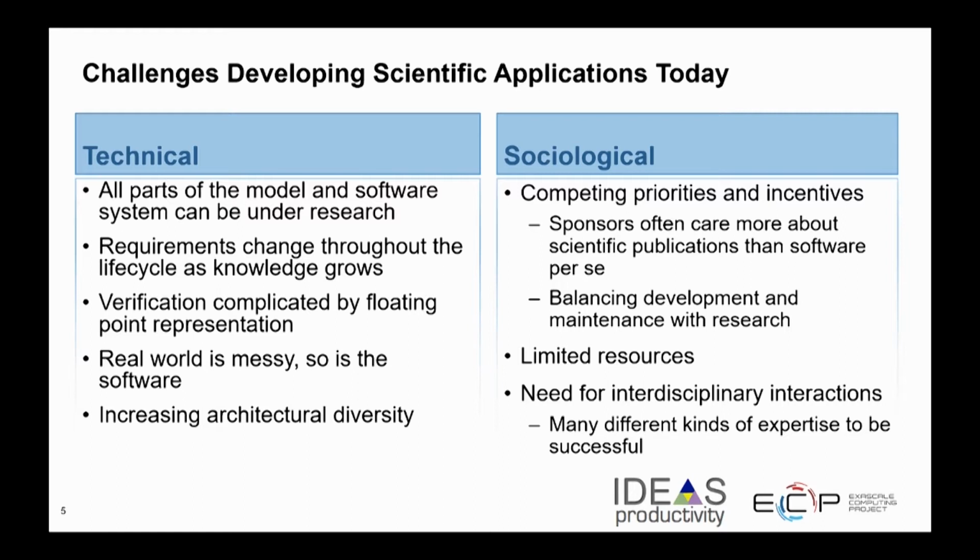Then on the sociological side, in most cases, we have competing priorities and incentives. We have a limited amount of funding from our sponsors, and they may care more about publications than about the software per se. They want science. That's what they're funding. But then the software is the tool that gets the science done. So how much weight do you put on the software? And balancing the need to develop the software and add new features with the need to maintain what already works, to port all the old working stuff and the new stuff to the next platform, and then using it as a tool for your research. We all have limited resources to do this, so we have to balance these things out.